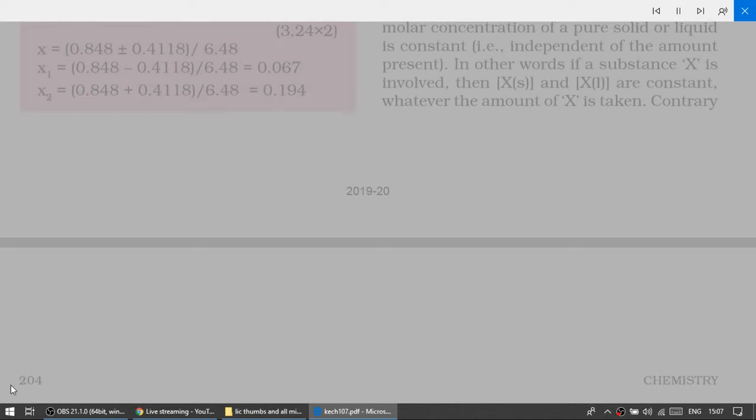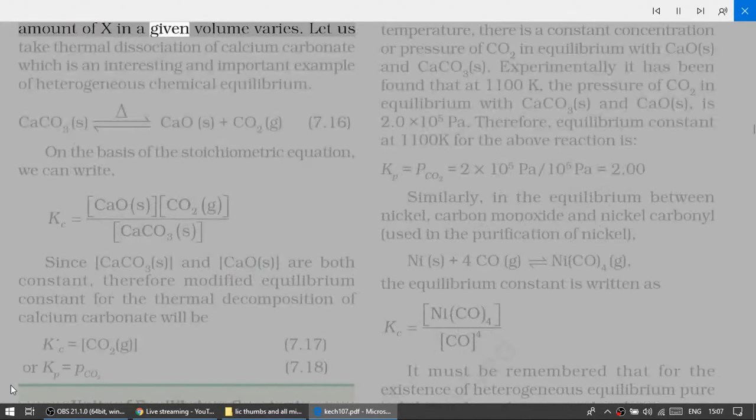Chemistry: according to this, [X(g)] and [X(aq)] will vary as the amount of X in a given volume varies. Let us take thermal dissociation of calcium carbonate, which is an interesting and important example of heterogeneous chemical equilibrium. CaCO3(s) ⇌ CaO(s) + CO2(g) (7.16).